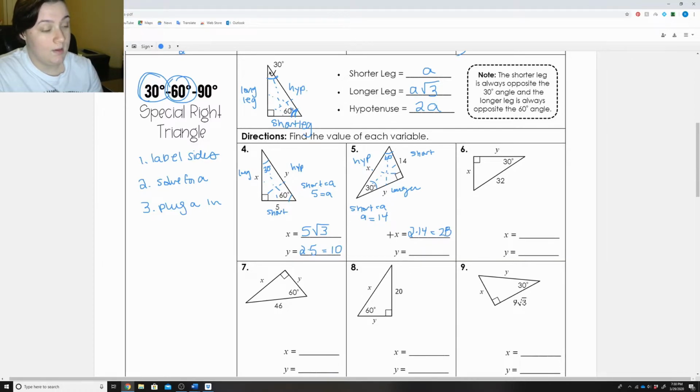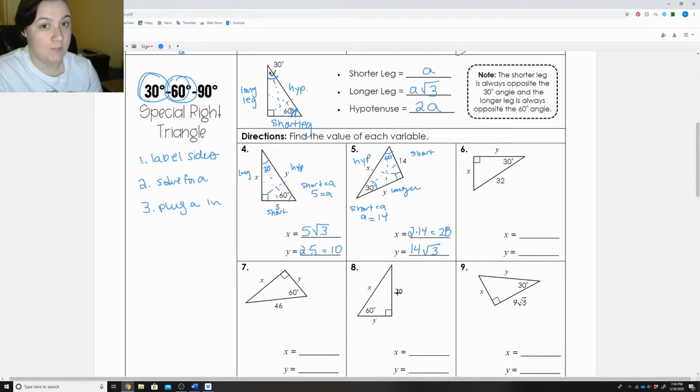And then we're looking for the longer side. The longer side is just whatever A is, times the square root of 3. So A is 14 here, and this is 14 times the square root of 3. And that's all you got to do.